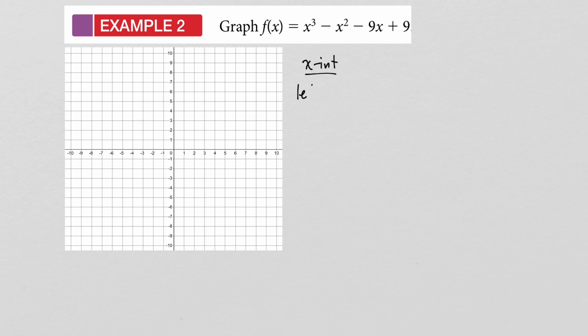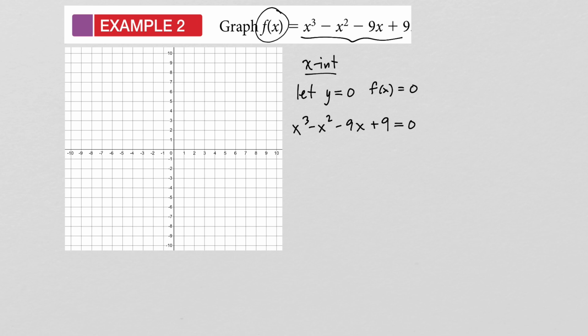So remember, to find your x-intercepts, you're going to let y equal 0, which is the same thing as letting f of x equal 0. So here's our polynomial function, x cubed minus x squared minus 9x plus 9. And when we let f of x equal 0, we're just setting this equal to 0. We can actually solve this equation by factoring.